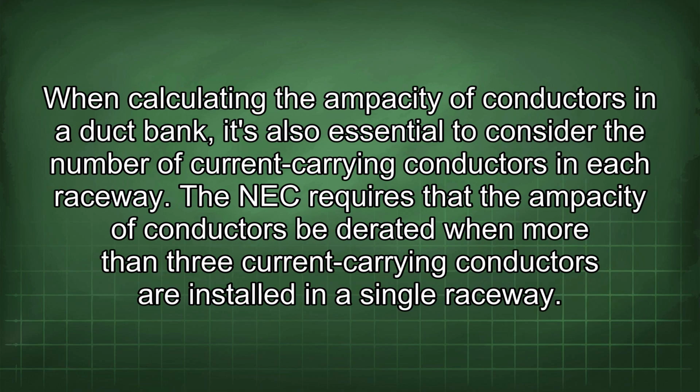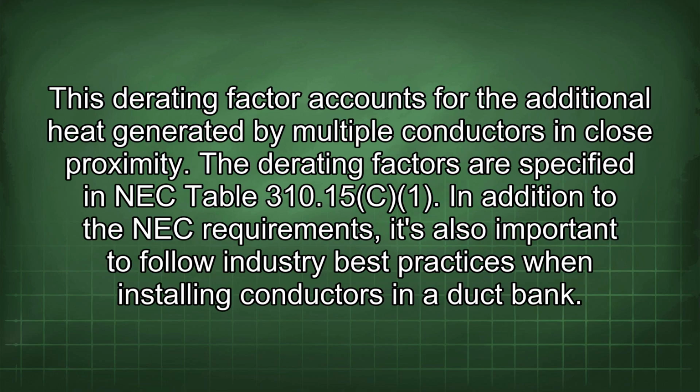When calculating the ampacity of conductors in a duct bank, it's also essential to consider the number of current-carrying conductors in each raceway. The NEC requires that the ampacity of conductors be derated when more than 3 current-carrying conductors are installed in a single raceway. This derating factor accounts for the additional heat generated by multiple conductors in close proximity. The derating factors are specified in NEC Table 310.15(C)(1).